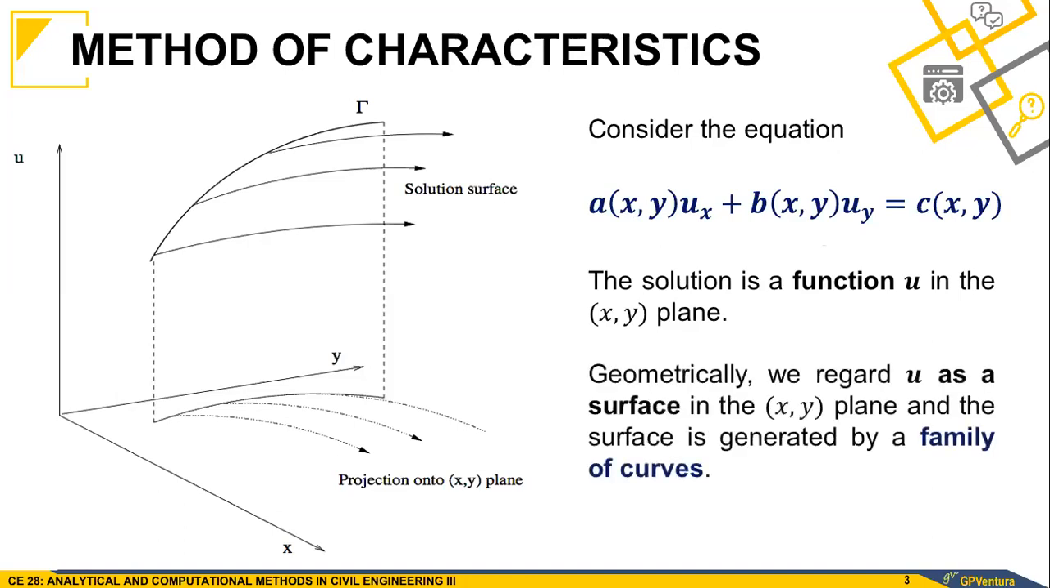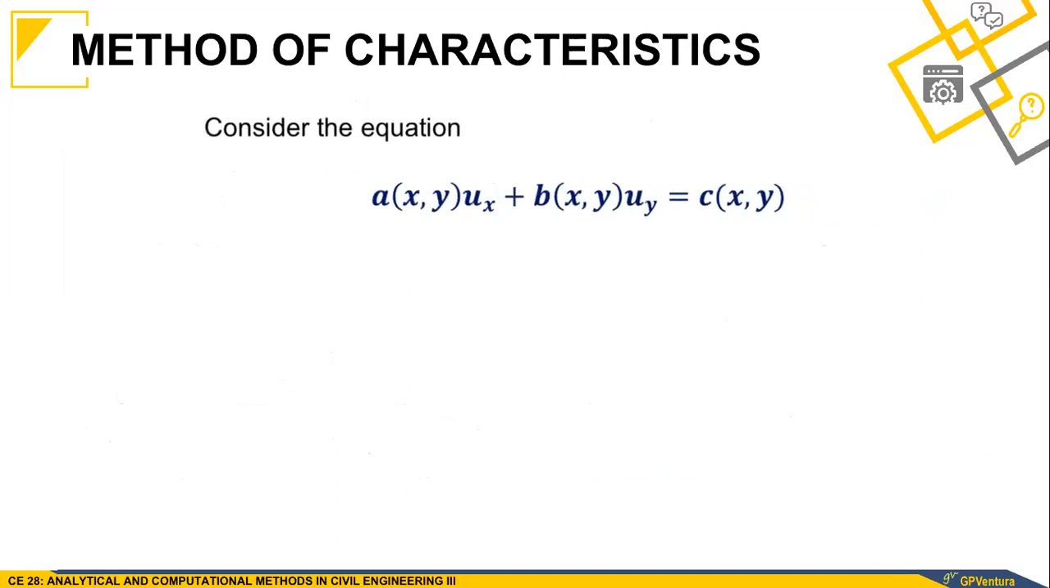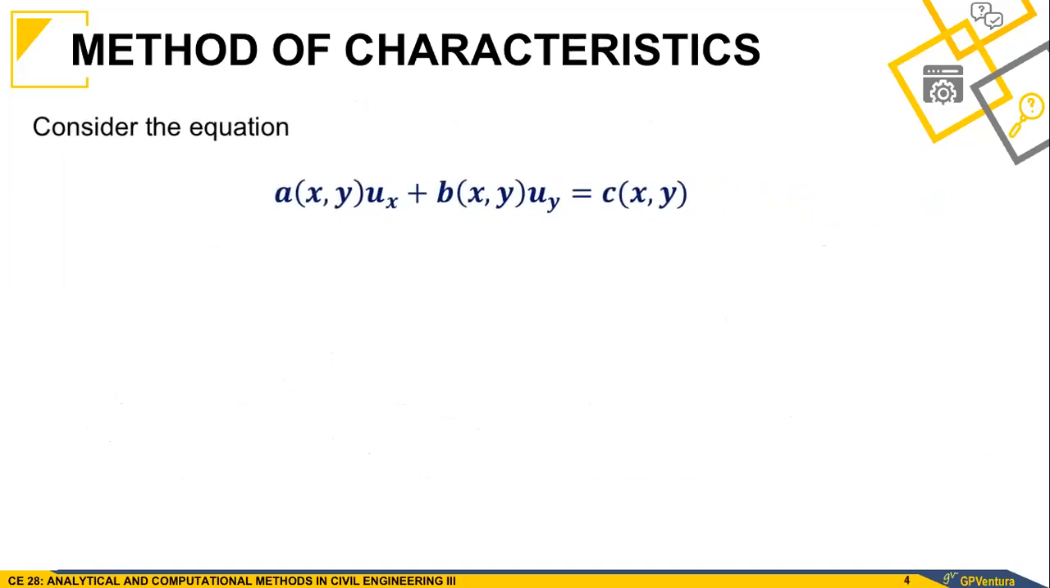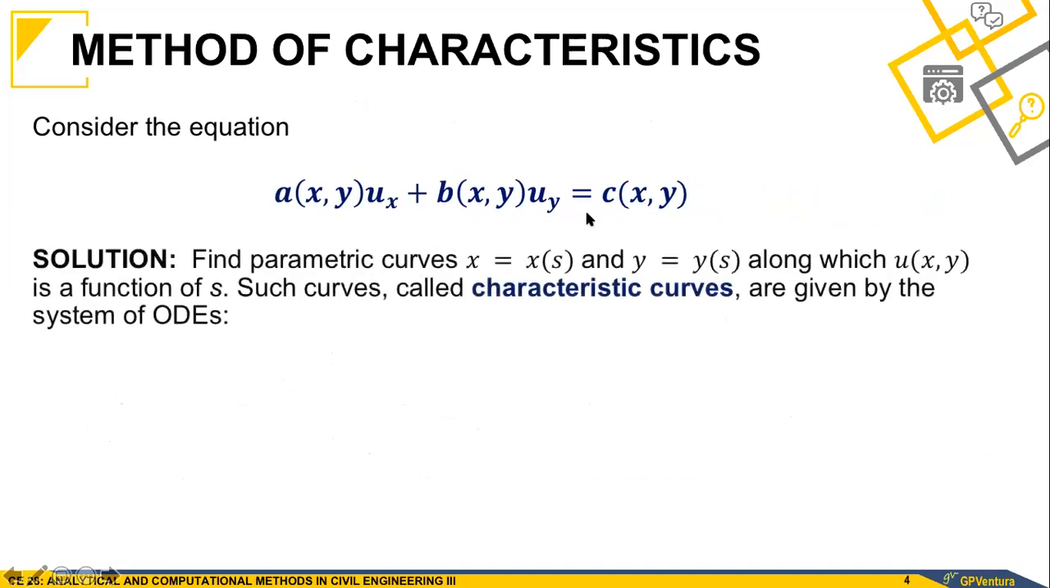Later on, I will show you that the solution u, which is a function of x and y, is actually a surface generated by a series of curves or lines. Now, in order for us to find the solution of this partial differential equation over here, our first task is to parameterize the equation and obtain what we call characteristic curves.